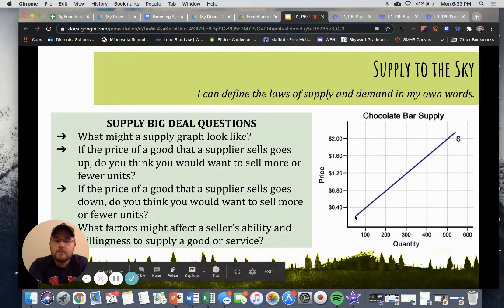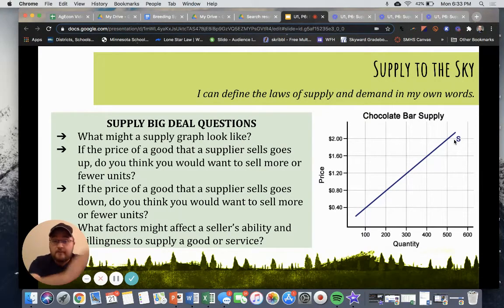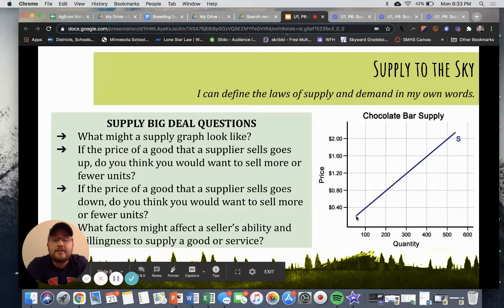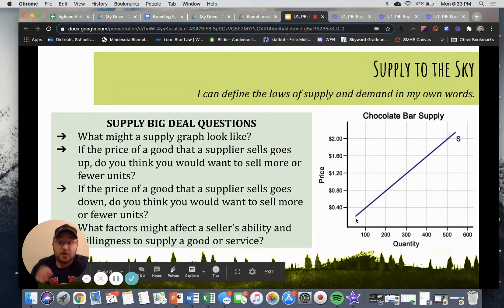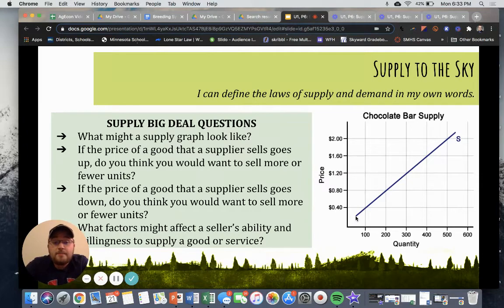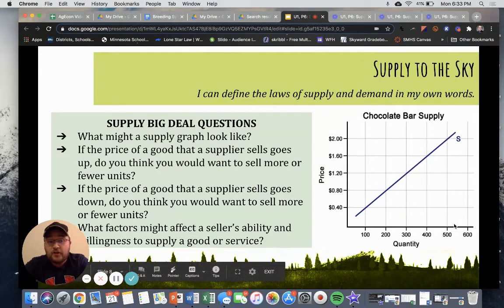The supply graph is positively sloping, upward sloping, supply to the sky, right? So we see here that if the producer was going to charge less than 40 cents for a chocolate bar, fewer than 100 people would want to demand that product. Okay? Again, all of this is based off of market research and estimates, not necessarily perfect, but you just get the idea. But if we start to go up this graph and we notice, ooh, over $2, right? We're charging over $2. Let's supply over 500 chocolate bars.